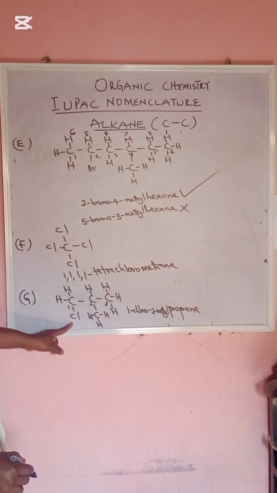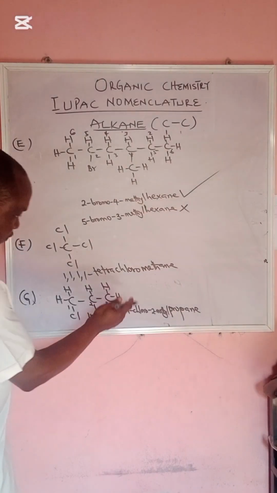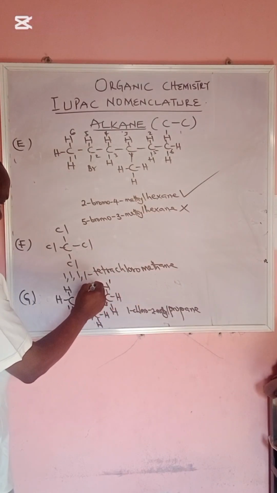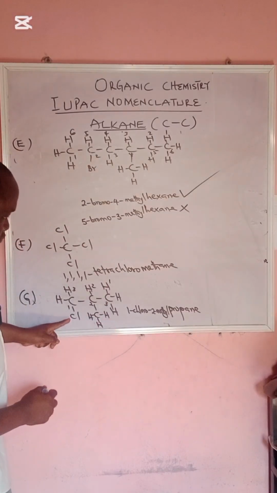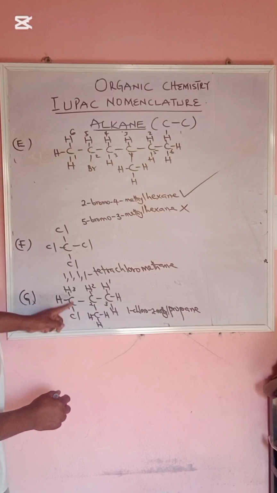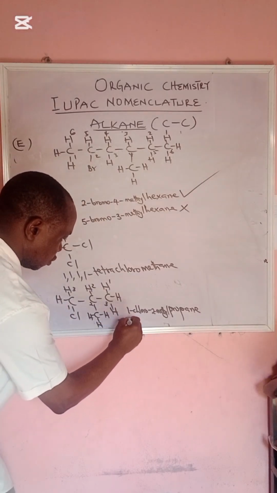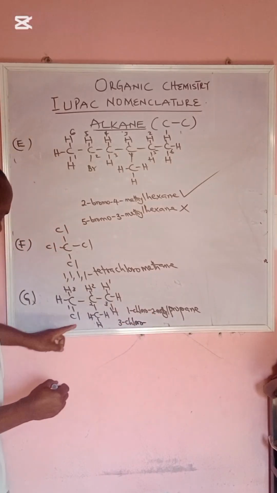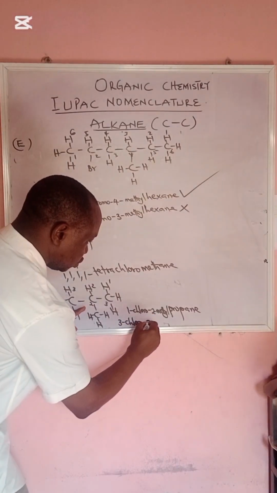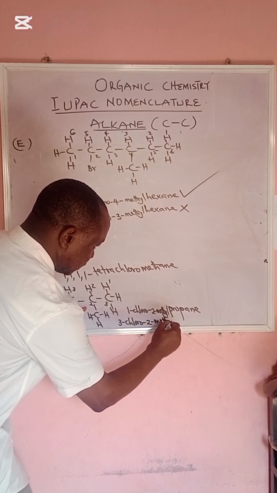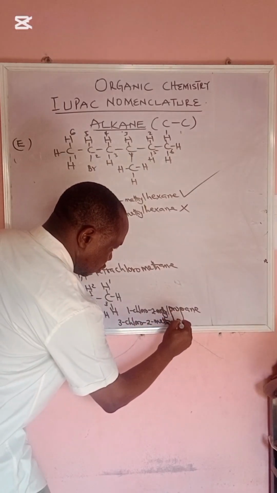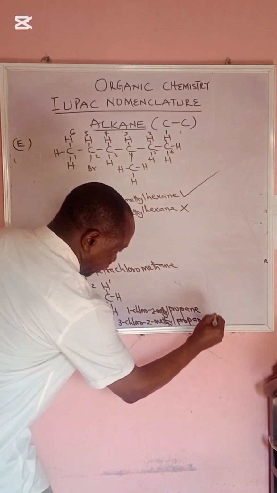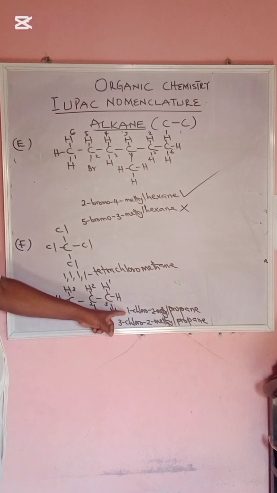Let's count from right to left. This will be 1, this will be 2, this will be 3. So chlorine on carbon 3, so it will be 3 chloro, and methyl on carbon 2, 2 methyl. How many carbon atoms in the longest chain? 1, 2, 3. That is propane. So you can see clearly that the first one is 1 plus 2 gives you 3, and 3 plus 2 is 5. So this one is correct, this is wrong.